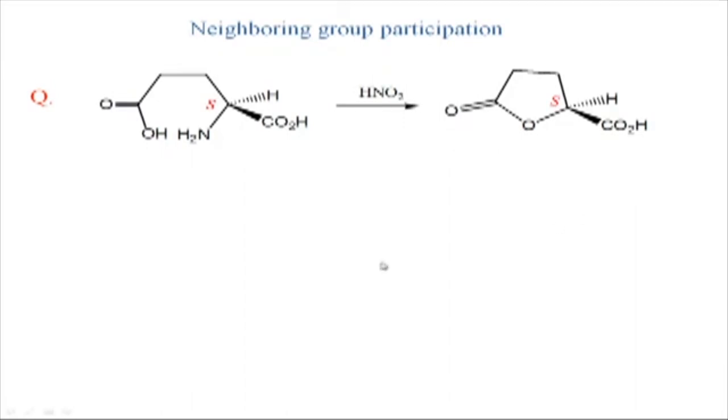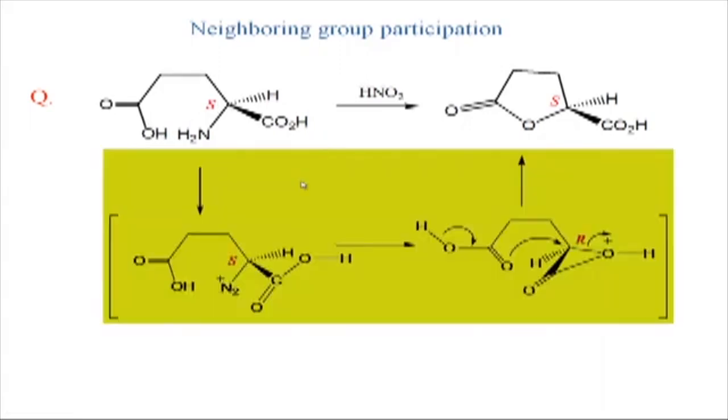Okay. Actually, the mechanism is not like that, that this is just replaced by OH coming from the back side. OH means OH from water. Okay. Because if you look at the configuration, this is S and the product, that is also S. That means there is retention of configuration. That means this oxygen has not come from the water from the back side, because then it would have been R. So, obviously this oxygen is taking the place of the nitrogen. So what is the mechanism of this reaction that is given here?